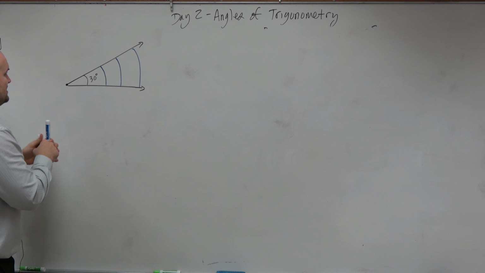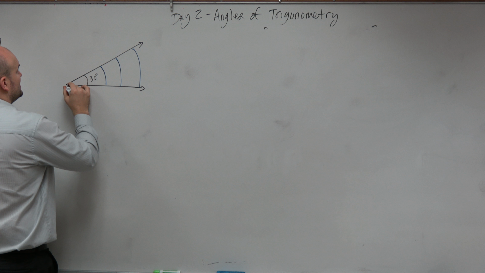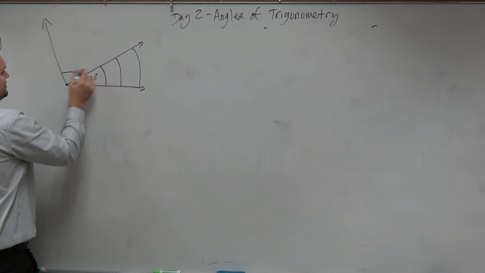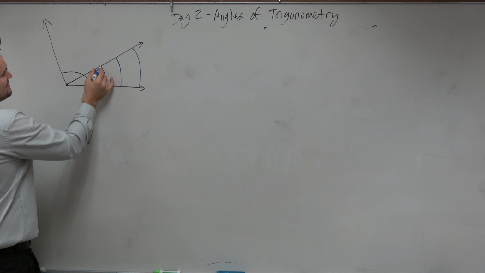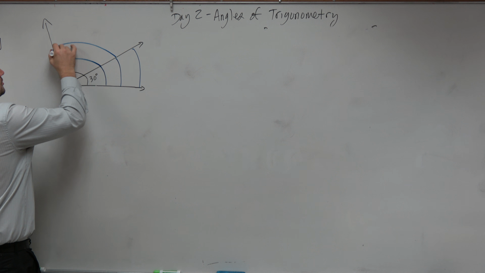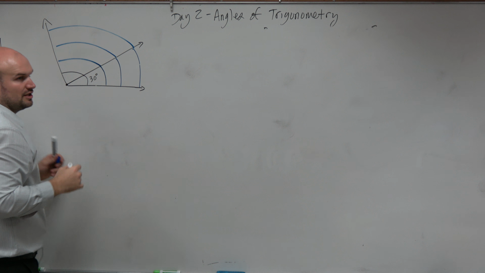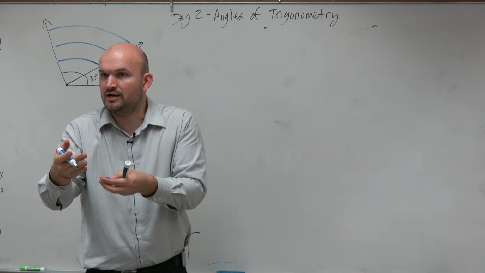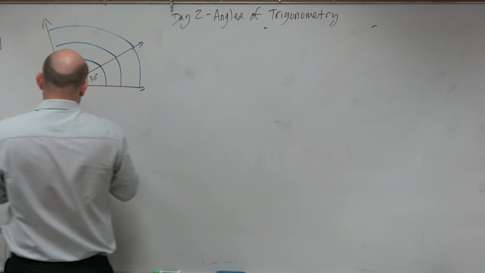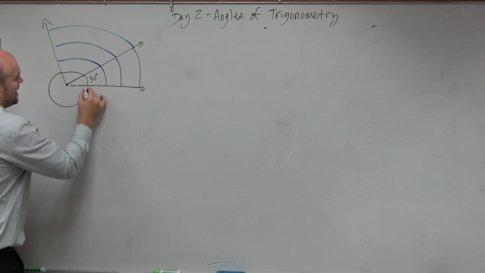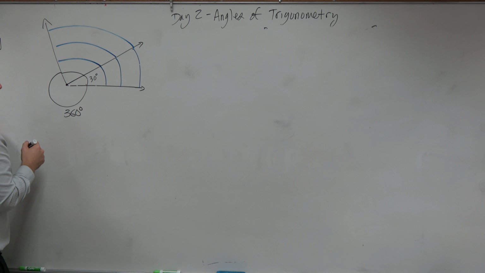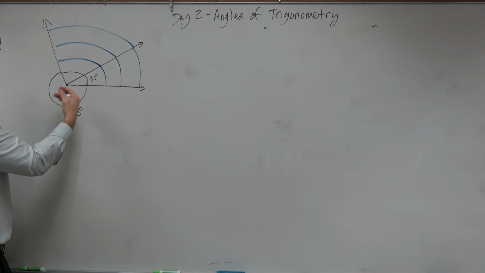And then obviously, guys, as we increase our angles, what I want you guys to see is that these arcs are proportional with each other, right? They all grew and are all proportional with one another. And what's important about this is, if we go 30 degrees, we know all the way around is 360, right? A rotation would be 360.